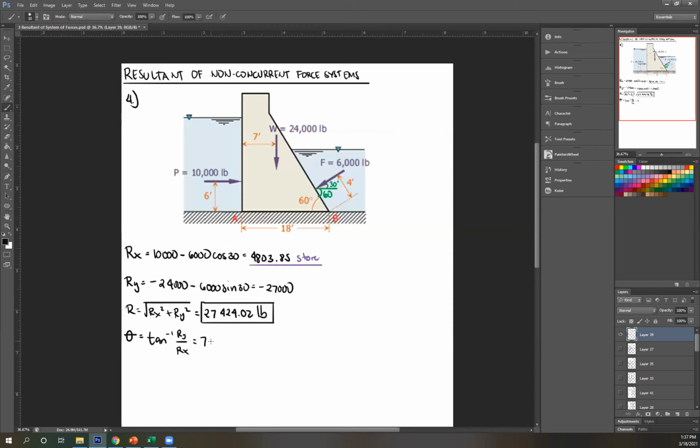So 79.91 degrees. Someone's mic is open, please mute. And then direction: downward, since Ry is negative, and then Rx positive, therefore to the right. So downward to the right. Okay. And then last, what are we looking for?